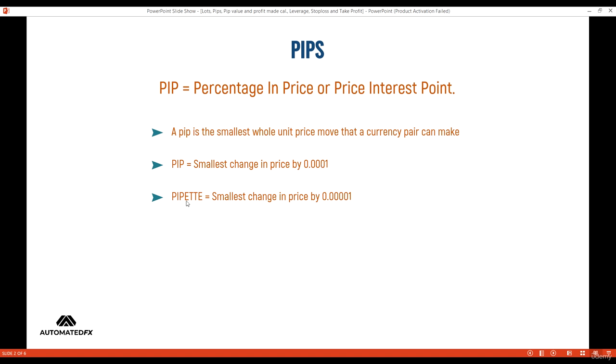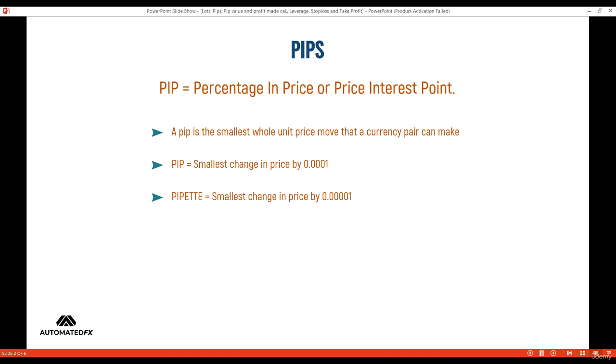Okay, and then we have what we call the pipettes or the points. Now this is the smallest change in price by 5 decimal places, by 0.00001. So if the price moves from 0.00001 to 0.00002, it means the price has moved 1 pipette or 1 point. Now there are 10 pipettes or 10 points in 1 pip. Okay, there are 10 pipettes in 1 pip. So that's the basic idea of pip and pipette.